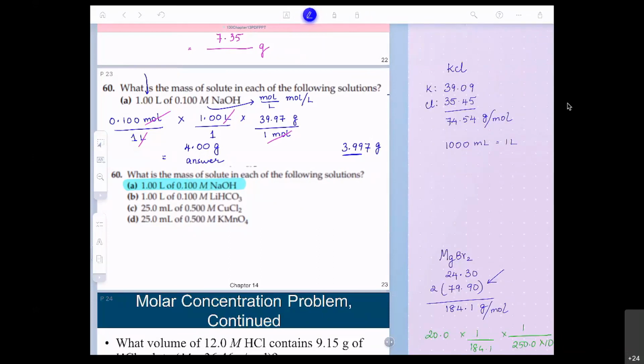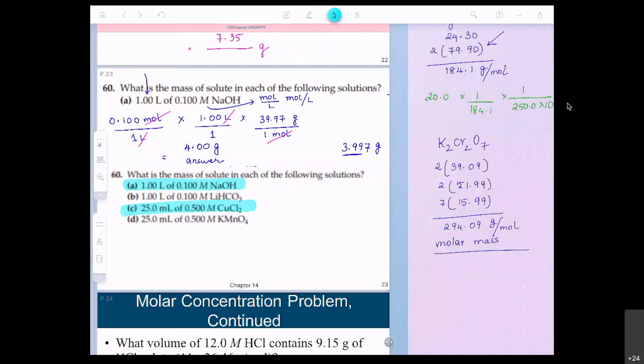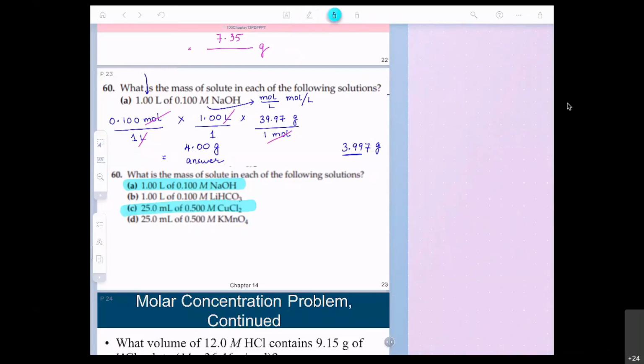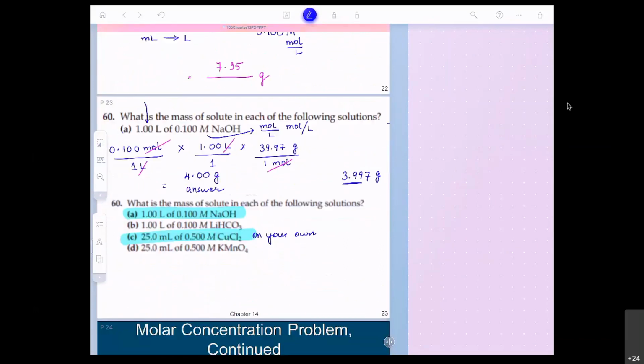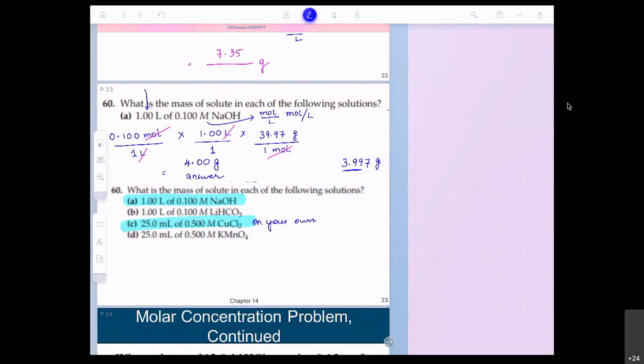Okay, I want you to try one on your own now. That's going to be C. So go ahead and try C. I'm not seeing any questions in the chat window. If you have anything, please let me know. But I want you to try this on your own now. It's your choice. Either you can start with 25 mL, but remember to convert the milliliters to liters, or you can start with 0.500 molar. It's up to you. So you could use the previous methodology or the one for the problem we just completed. Choice is yours.